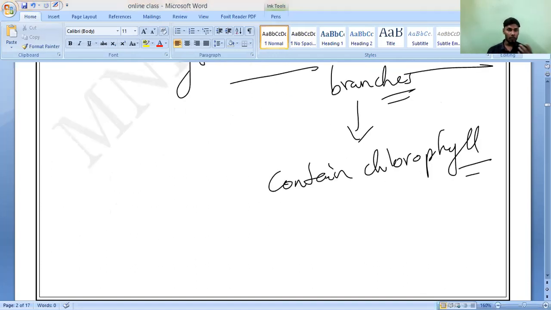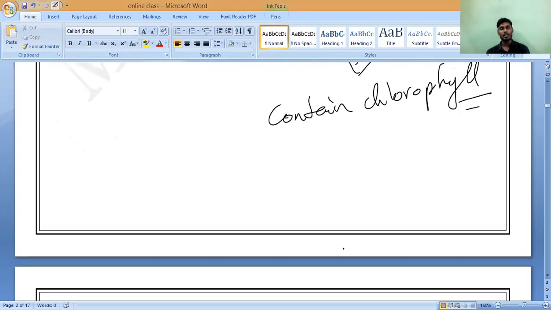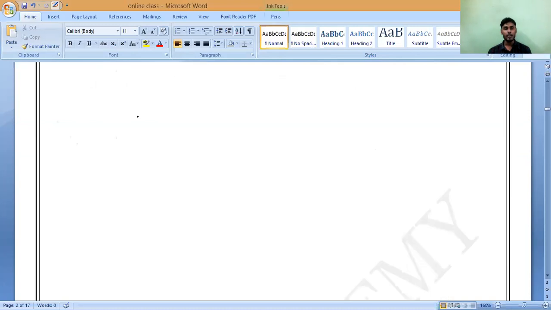Do you understand, Ra? For example, what is the best example? The cactus plant. That is called the desert plant. Cactus has tiny spine-like leaves to reduce the loss of water by a process called, what is the process of loss of water in plants? I have taught you in the water cycle. Transpiration.